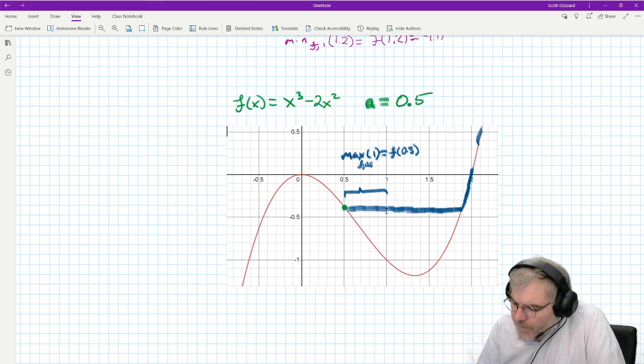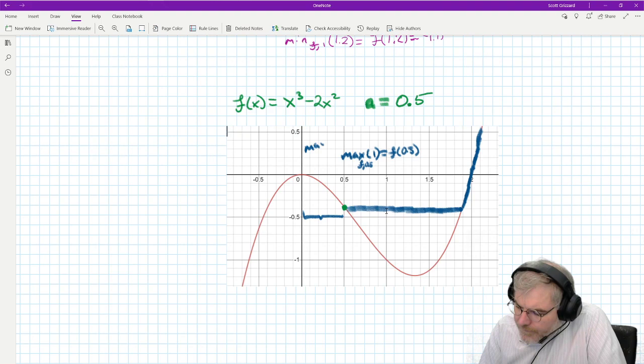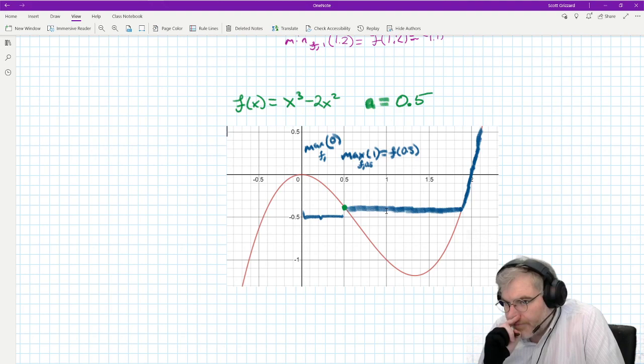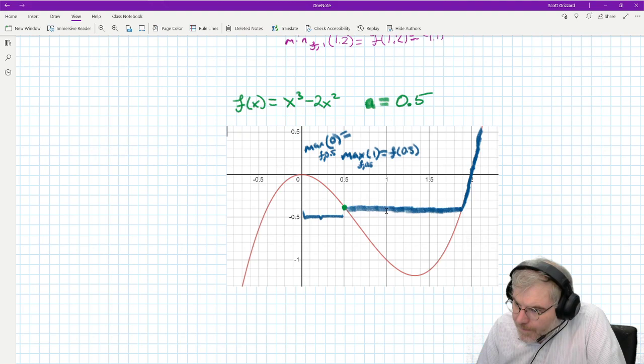Let's do the other side. What is the max of this between this interval here? So what is max at 0? Well, here the max is going to be this point here, right? Exactly, f of 0.